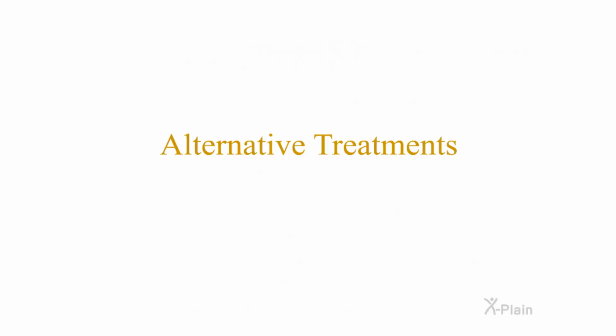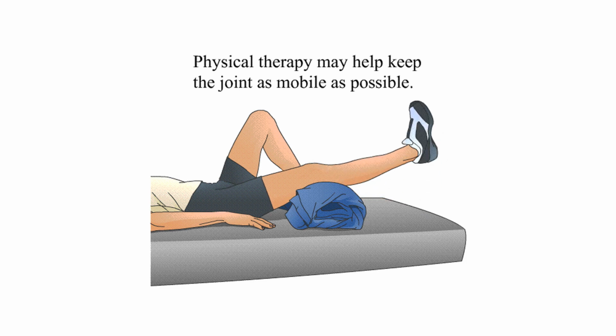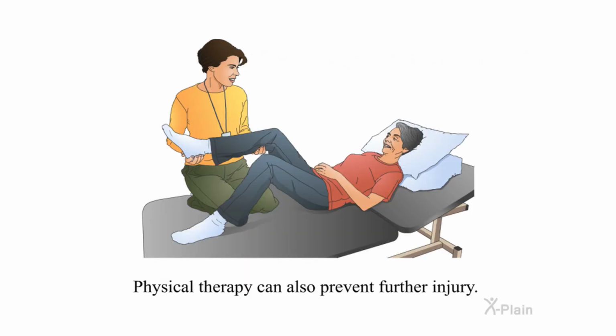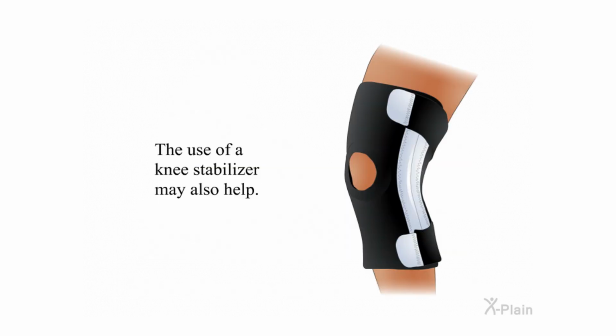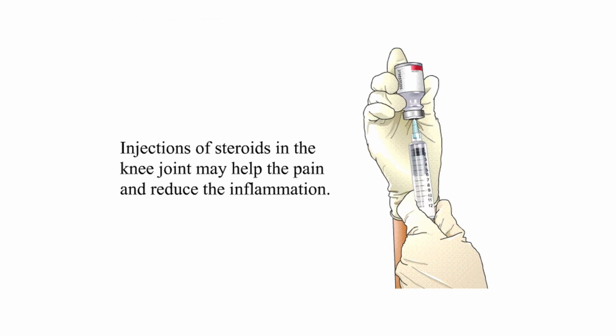Alternative treatments. Patients may try anti-inflammatory medications such as aspirin or ibuprofen to decrease the inflammation in the knee. Physical therapy may help keep the joint as mobile as possible. Physical therapy can also prevent further injury. The use of a knee stabilizer may also help. Injections of steroids in the knee joint may help the pain and reduce the inflammation.